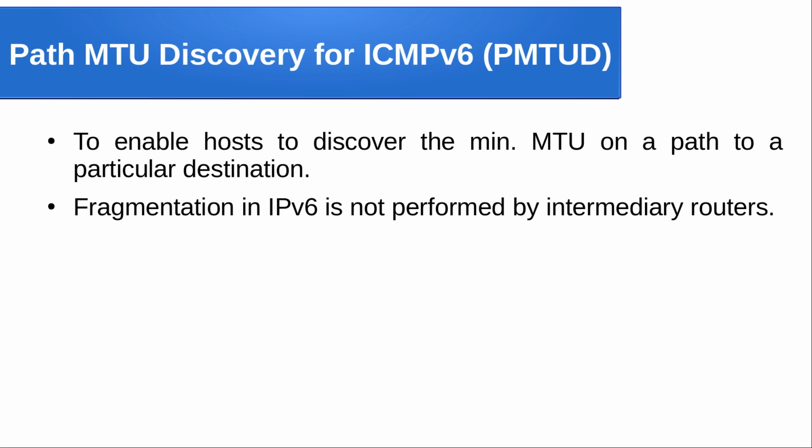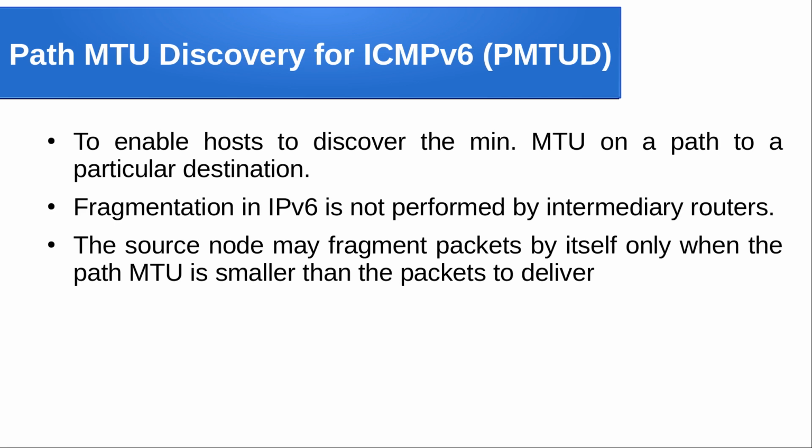So if you are looking at IPv6, the fragmentation is not performed by the intermediate routers. Instead, it is done by the source. So the source node may fragment packets by itself only when the path maximum transmission unit is smaller than the packets to deliver. So first the source node will find out the path maximum transmission unit with the help of ICMP version 6. We will see how to find it out. So once it finds out the path maximum transmission unit, that is the minimum MTU on a path to a particular destination, it will try to send that much information only.